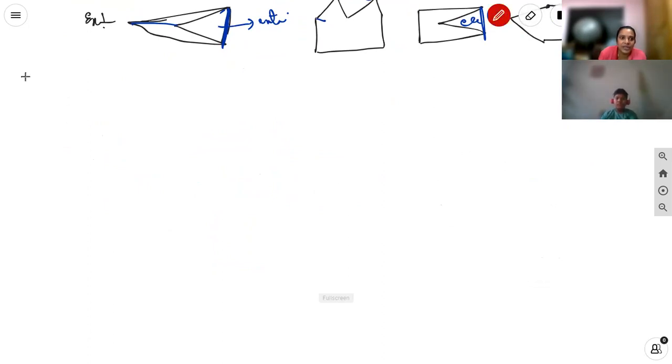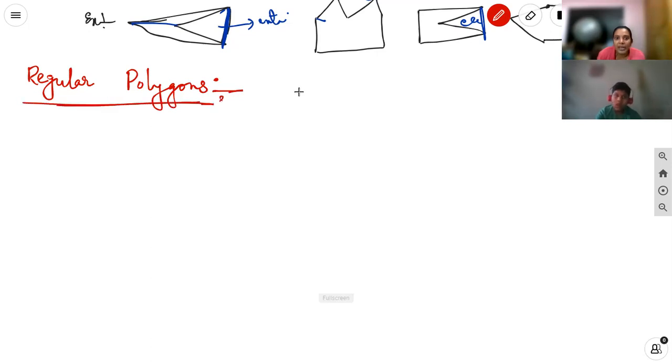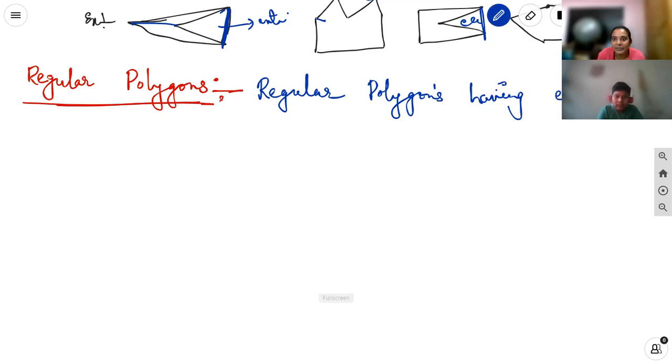Next definition is the regular and irregular polygons. What is the difference between regular polygons and irregular polygons? Regular polygons means polygons having equal sides with equal angles. Regular polygon: having equal sides and equal angles.